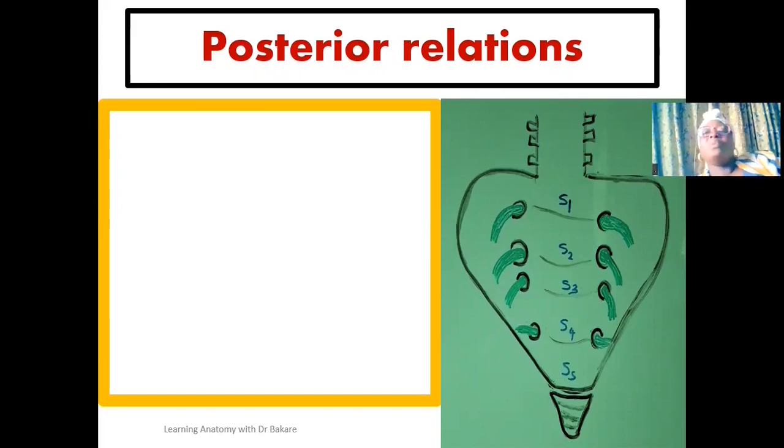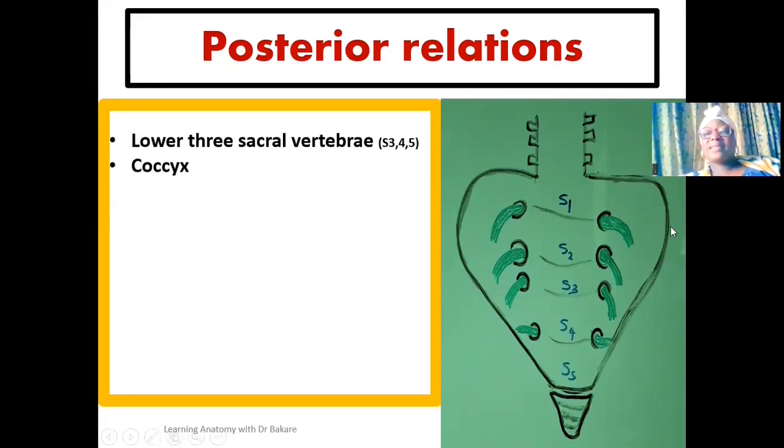And the first structure will be the bone. We have the lower three sacral vertebrae, which include the S3, S4, and S5. Remember, we said that the rectum begins at the level of the third sacral vertebra. So the vertebra at this level and the ones that are inferior to it will be what is related to the rectum posteriorly. We also have the coccyx. So this is the sacral vertebrae arrowed in black, and we have the coccyx here inferior to it arrowed in white. So these are the two bones that are related posteriorly to the rectum.